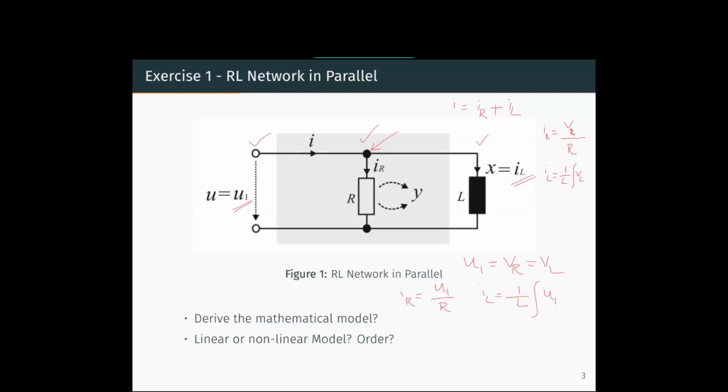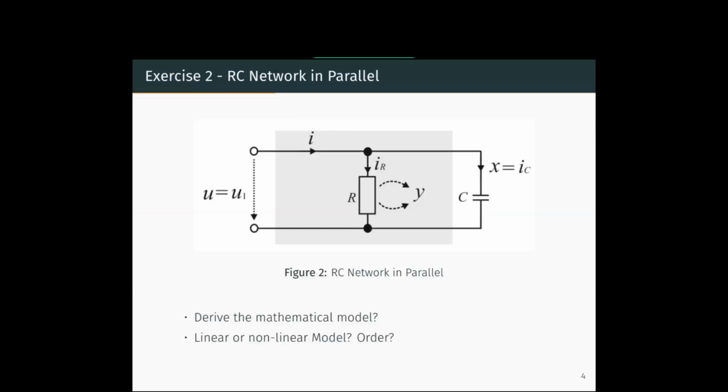What does a model mean? A model means the relation between the output and the input. Here we have a relation between the output and the input. If we differentiate both sides, it becomes dIL by dt equal to 1 by L U1. This gives the relation between the output and the input. That is how you model an RL network. This is one way of modeling; there are plenty of ways of modeling a system.